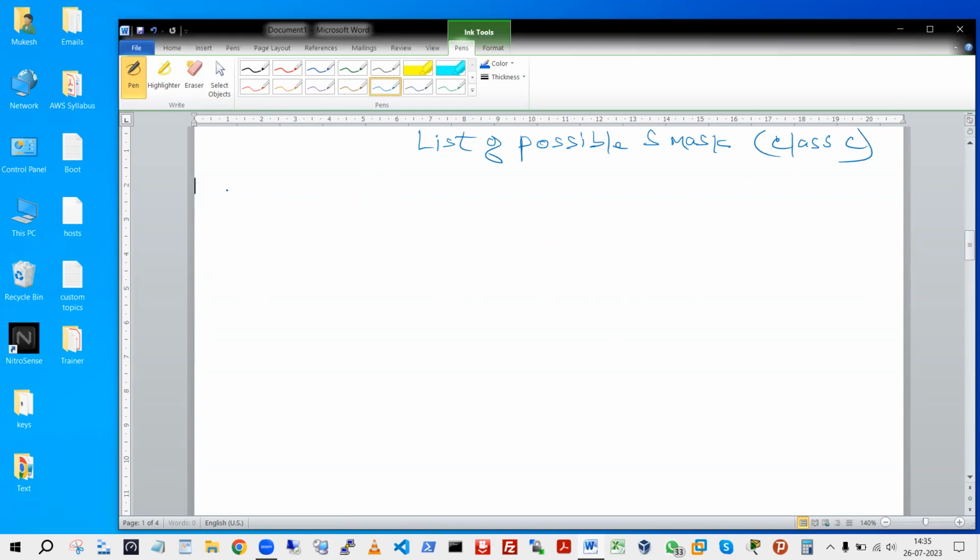you know that the default subnet mask for class C, it is 255.255.255.0. And if I write this zero in the last octet in binary, so there are 8 zeros.